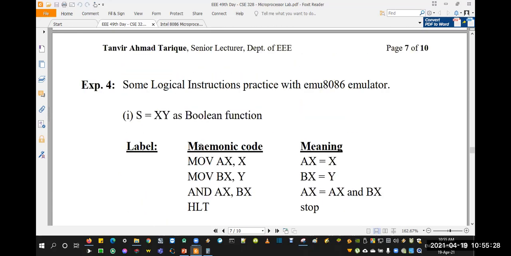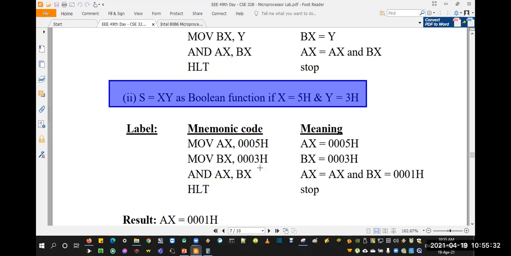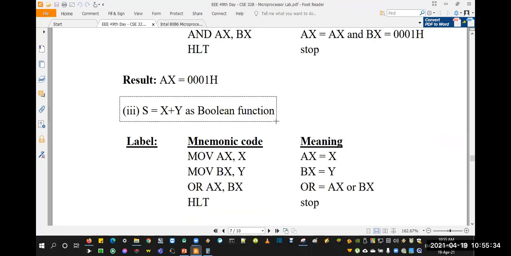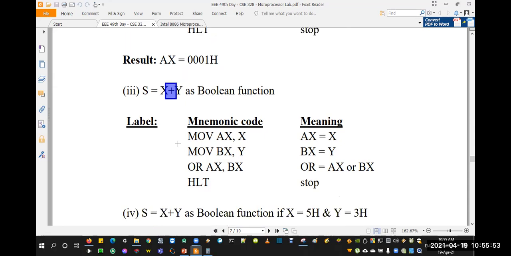We are moving to here. We are seeing with some example. Now we are moving to x plus y, which means actually x or y. Though you are writing plus, this doesn't mean arithmetic plus. This is logical plus. So of course, you have to use the OR instruction. You cannot use AND instruction here.